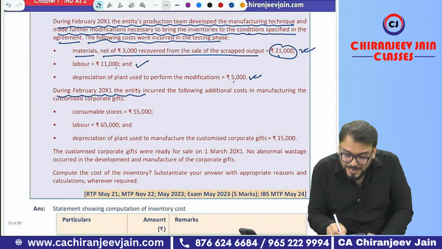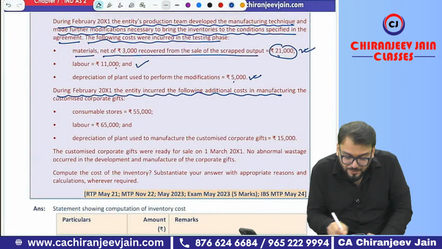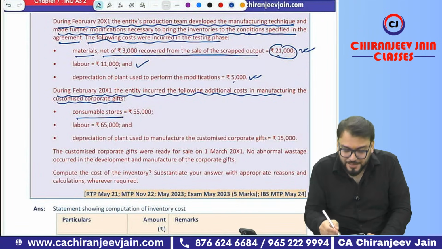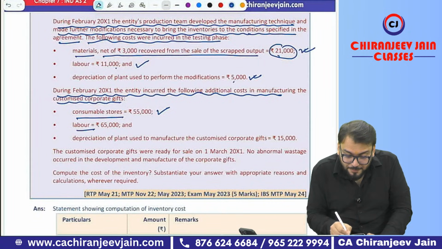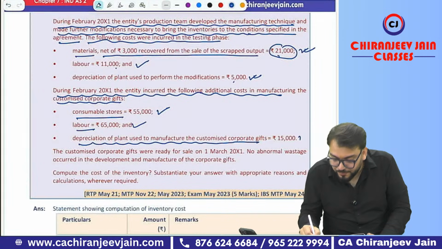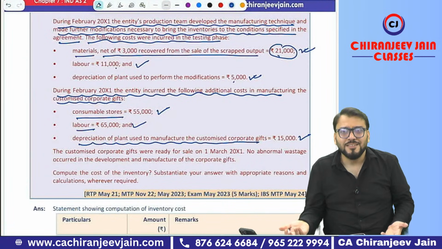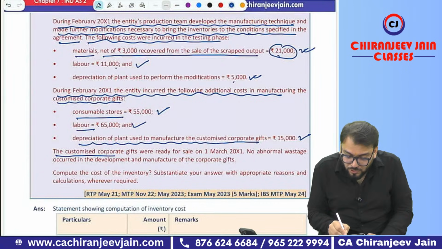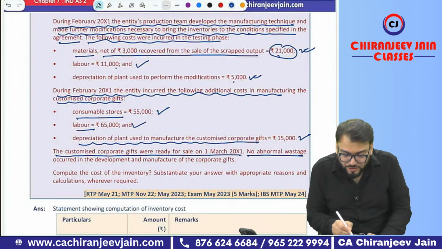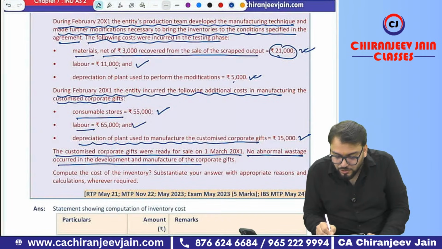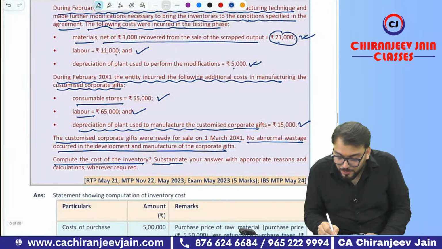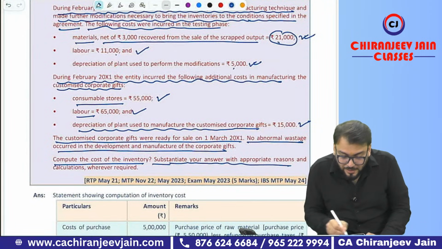During Feb 2001, the entity incurred the following additional costs in manufacturing the customized corporate gift. The consumable stores, this is indirect material, will be added. Labor will be added. Depreciation of plant used to manufacture the customized corporate gift will be added. Everything will be added. Nothing to worry. The customized corporate gifts were ready for sale on 1st March 2001. No abnormal wastage occurred in the development and manufacturing of the corporate gift. Compute the cost price of inventory and also give reason for the calculation.